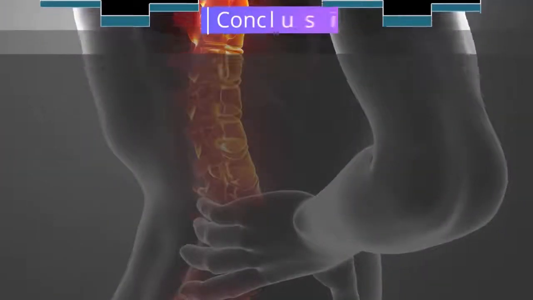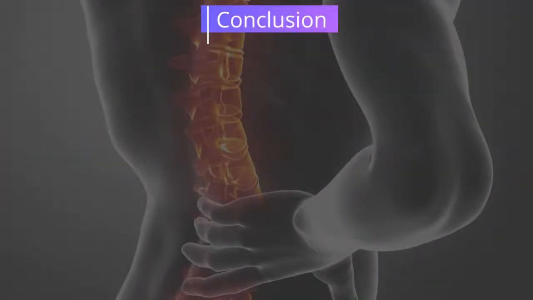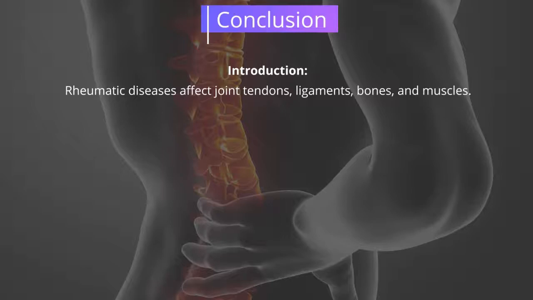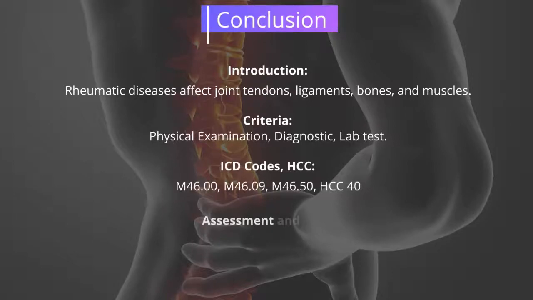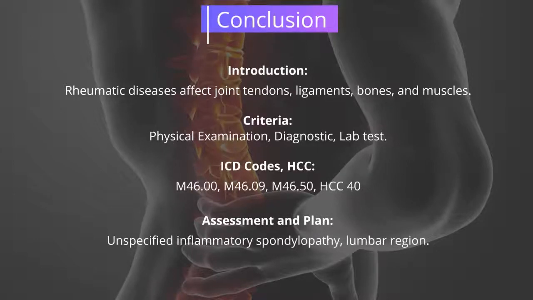We have reached the end of our short refresher course on rheumatoid arthritis and inflammatory connective tissue disease. We gave you a short introduction to the diseases, identified the criteria involved in diagnosing the diseases, their ICD codes, and finally reviewed the assessment and plan for rheumatoid arthritis and inflammatory connective tissue disease.